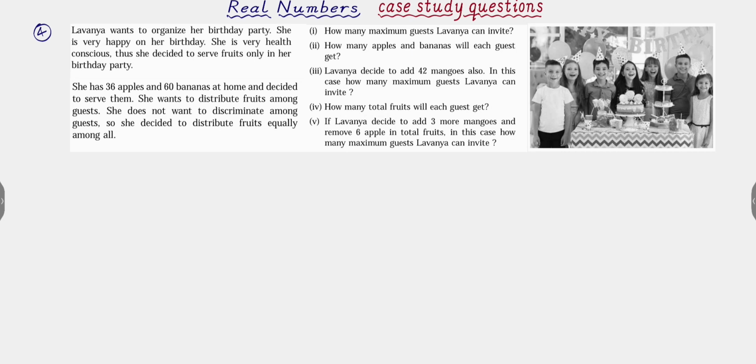So here Lavanya has 36 apples and 60 bananas, and she wants to distribute these equally among all the guests, and that number should be maximum. How many maximum guests can she distribute these two types of fruits to equally? So we have to find the HCF here because these two should be divided by a maximum number, the highest number. So we have to find the HCF of 36 and 60.